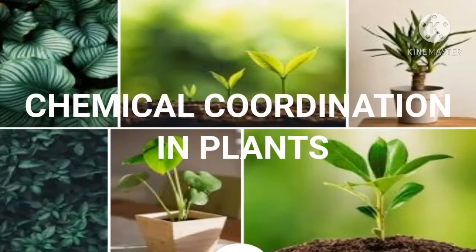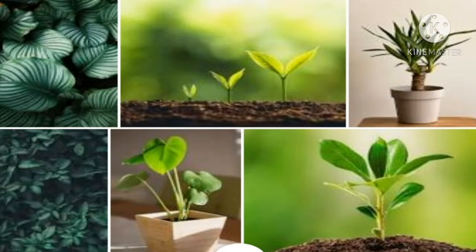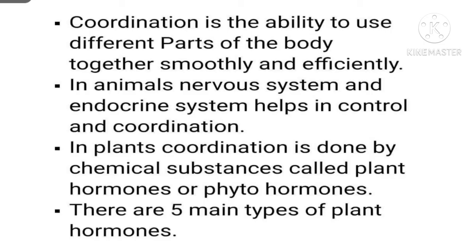Hi friends, today we are going to study about chemical coordination in plants. Before going to chemical coordination, we have to understand what is coordination. Coordination is the ability to use different parts of the body together smoothly and efficiently. In animals, nervous system and endocrine system help to do these functions. But in plants, these systems are absent.